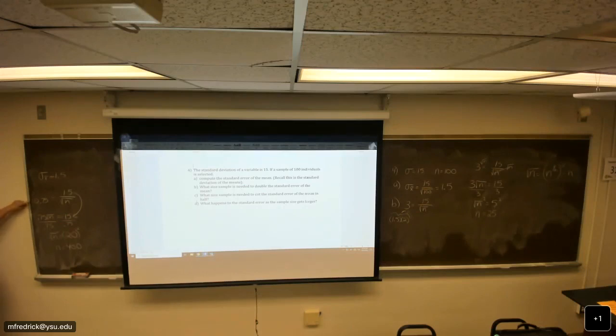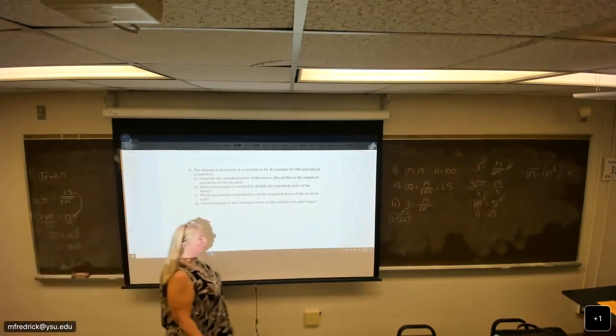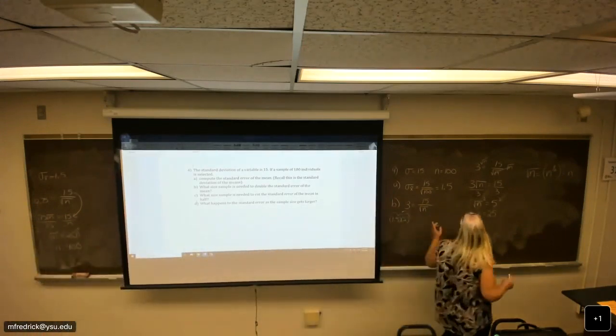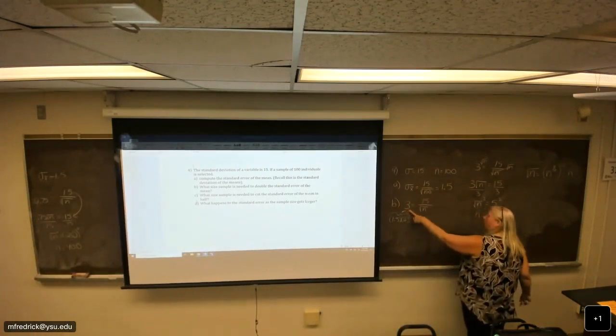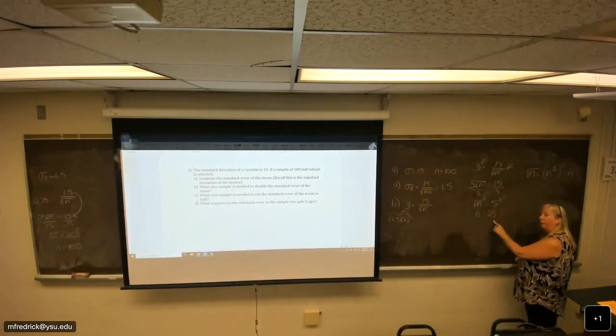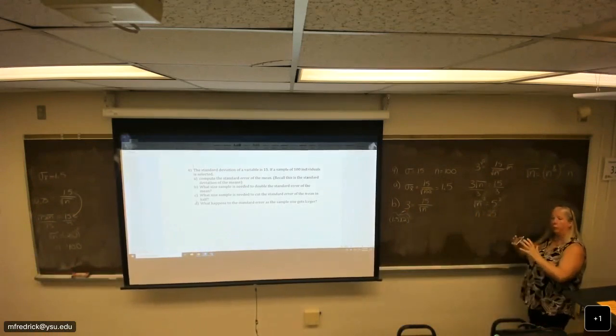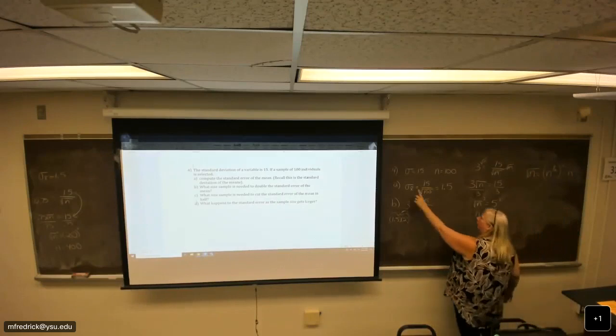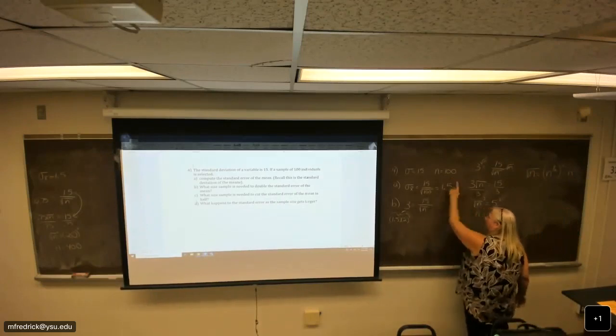So to make this smaller, less error, your sample size should be getting larger. So on this one, we're getting an error of 0.75. Our sample size is large. Notice on this one, 3, when we doubled it, we only needed 25. That's how much error you have. At 100, it gave us an error of 1.5.